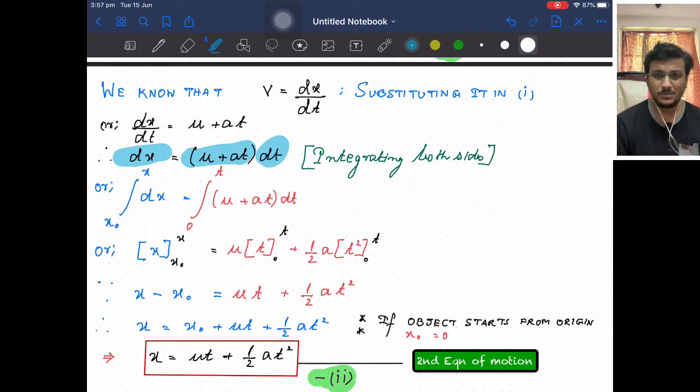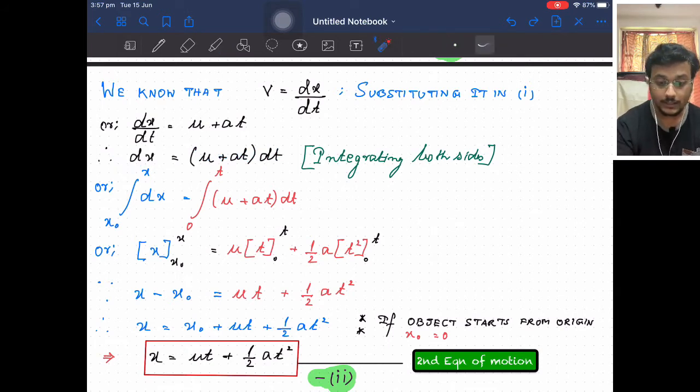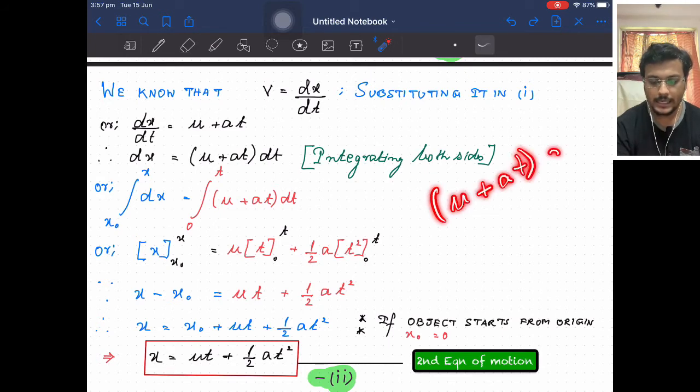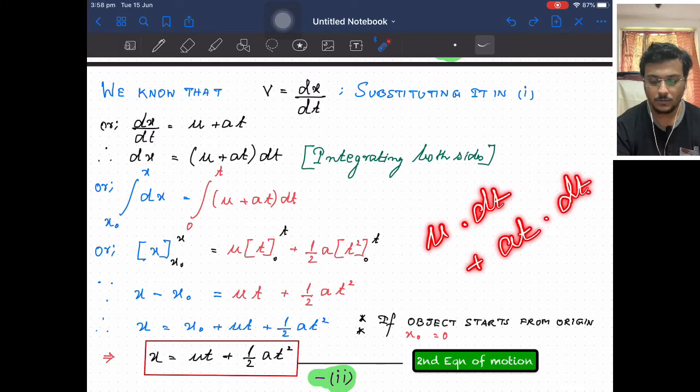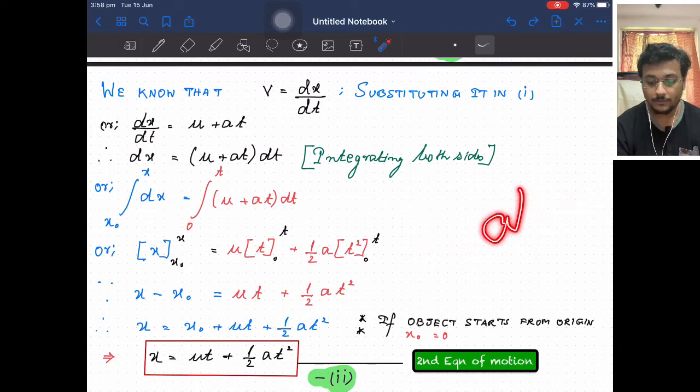Okay, now here the simple rule of multiplication is used. You can think of it like this: u plus at into dt can be written as u into dt plus at into dt. Now what does this signify? This signifies that you have to integrate the u with respect to dt, and also you have to integrate at with respect to dt. So we have two integrations on the right hand side, as you can see I have done here.